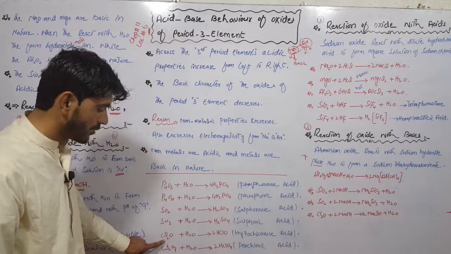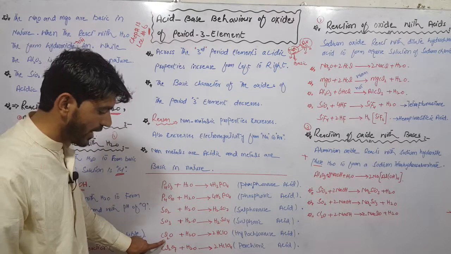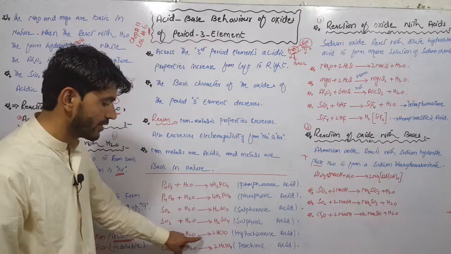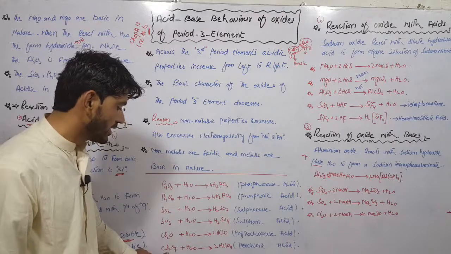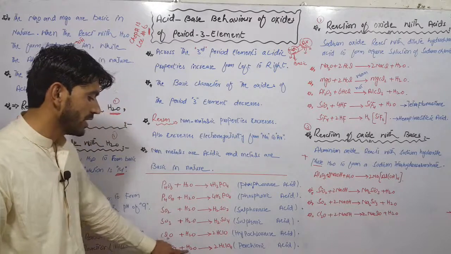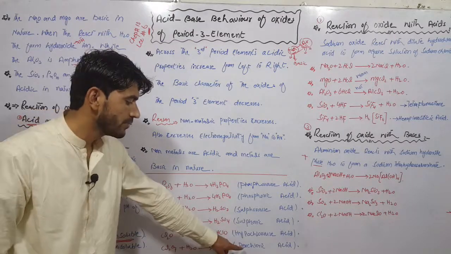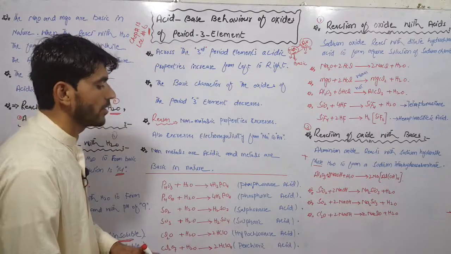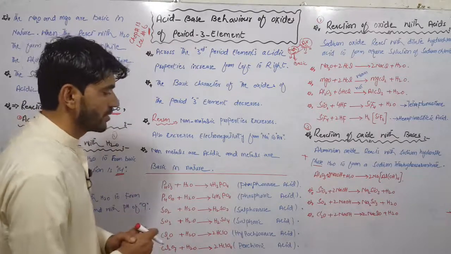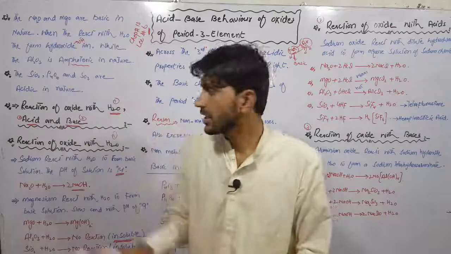Next, dichlorine monoxide reacts with water to produce hypochlorous acid, and dichlorine heptoxide reacts with water to produce perchloric acid. So this was how the oxides react with water.